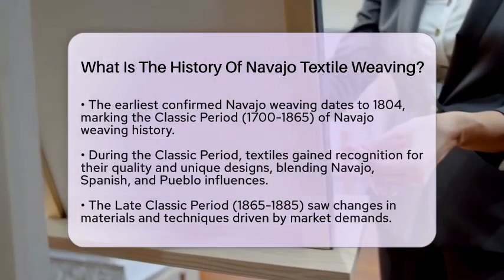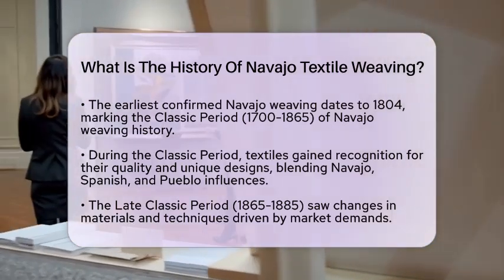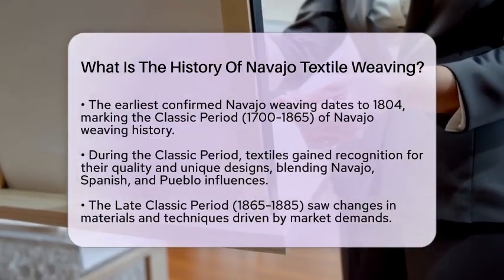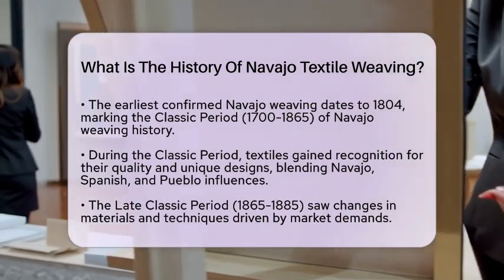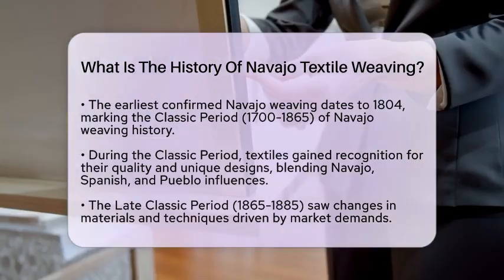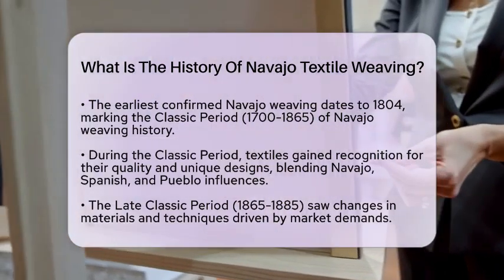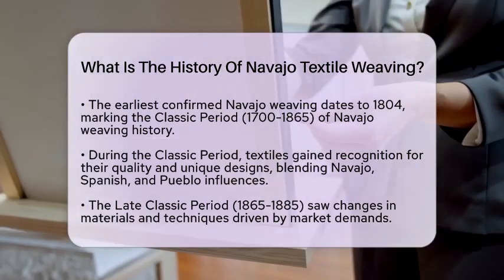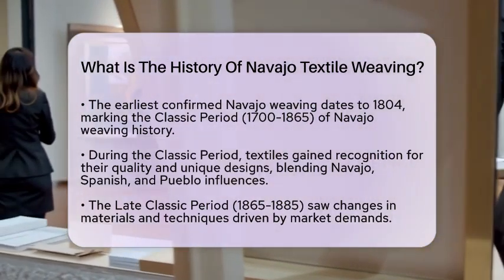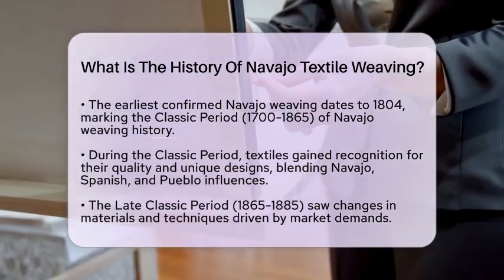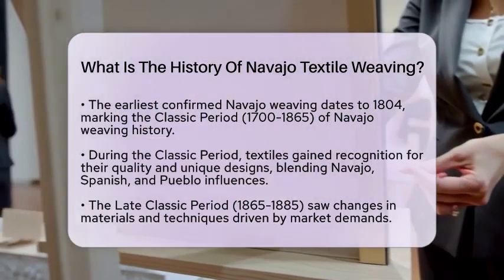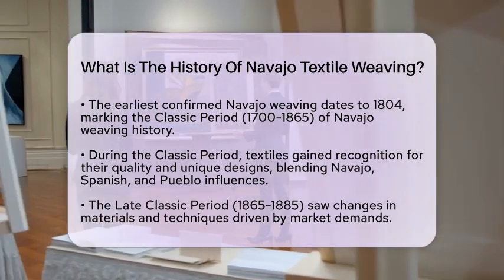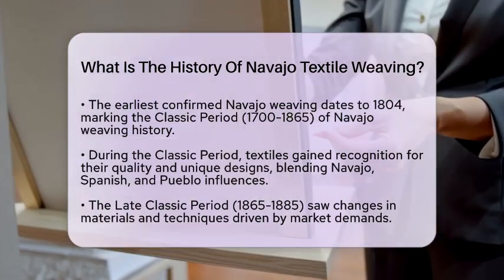As time went on, the weaving tradition continued to evolve. The late Classic period, from 1865 to 1885, saw changes in materials and techniques. The market demands also influenced the designs. Navajo weaving is not just a practical craft, it is also a form of artistic expression. Each piece carries cultural stories and reflects the identity of the Navajo people.